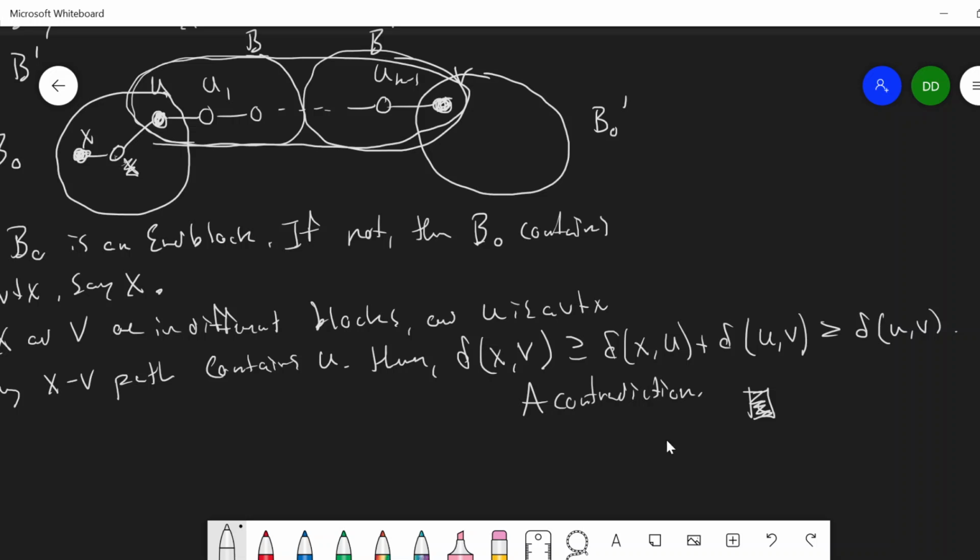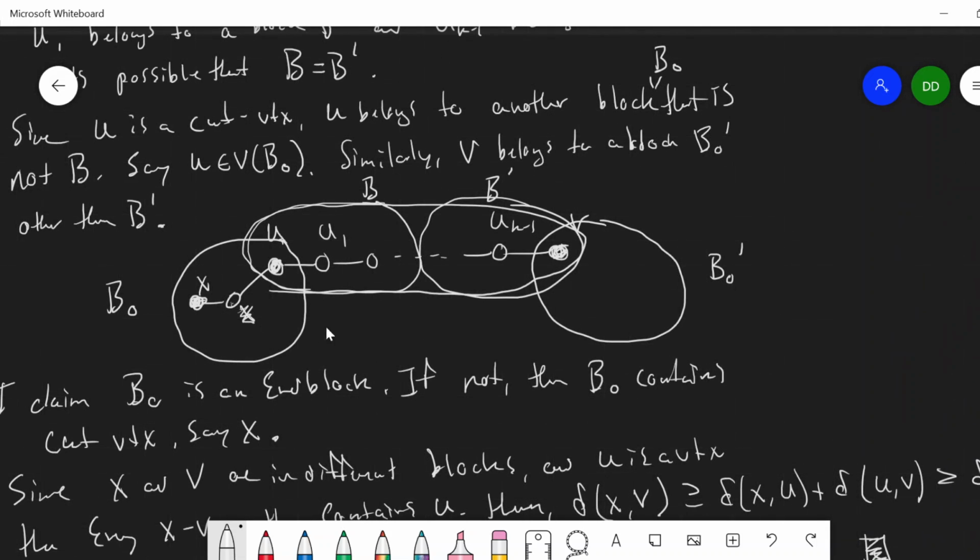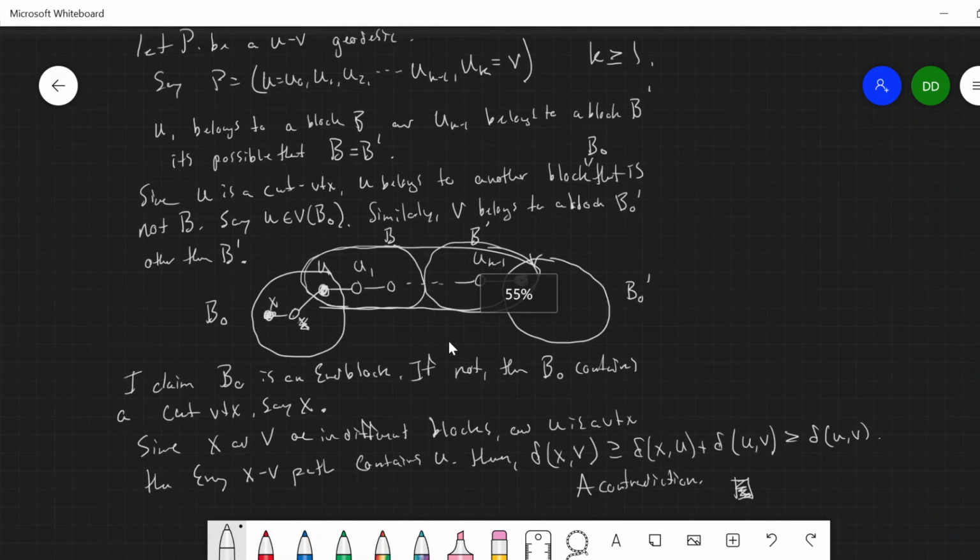So every graph contains at least 2 end blocks. To identify those end blocks, find 2 vertices that are cut vertices of maximum distance from each other. Necessarily the blocks that contain them and no other element of the path are the end blocks.